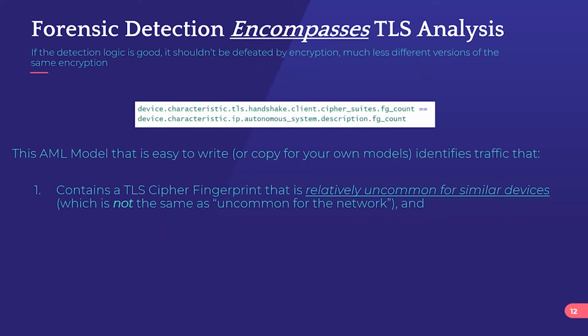Give me devices who have software running on them, creating traffic, putting traffic on the network, where the TLS fingerprint is, in this case, relatively uncommon for similar devices. So this is not the same as saying this is uncommon in the network, period. The analytics are comparing devices that are similar to each other. It doesn't make sense to compare an Android device to a Windows device, or a Mac to a printer, or things like that. So we're saying, show us the devices that seem to be running some type of software that's a little bit abnormal for similar types of devices.